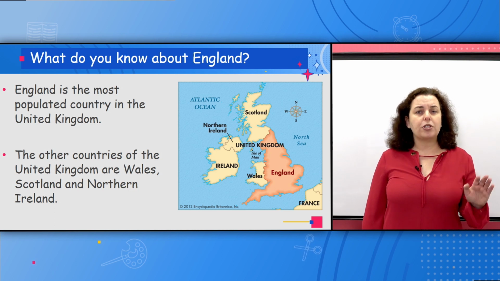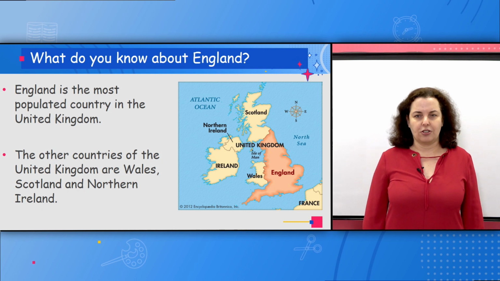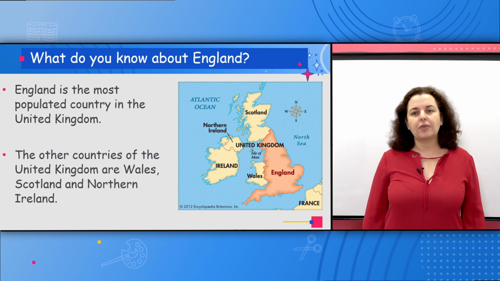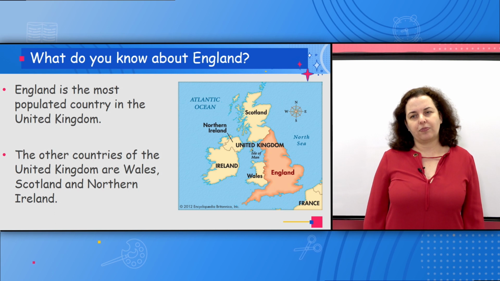England is the most populated country in the United Kingdom. Do you see the United Kingdom on the map? The United Kingdom is Scotland, Ireland, Wales, Northern Ireland. All of this is called the United Kingdom, and you see England in orange. So it's the most populated, there are most people in England. The other countries of the United Kingdom are Wales, Scotland, and Northern Ireland.